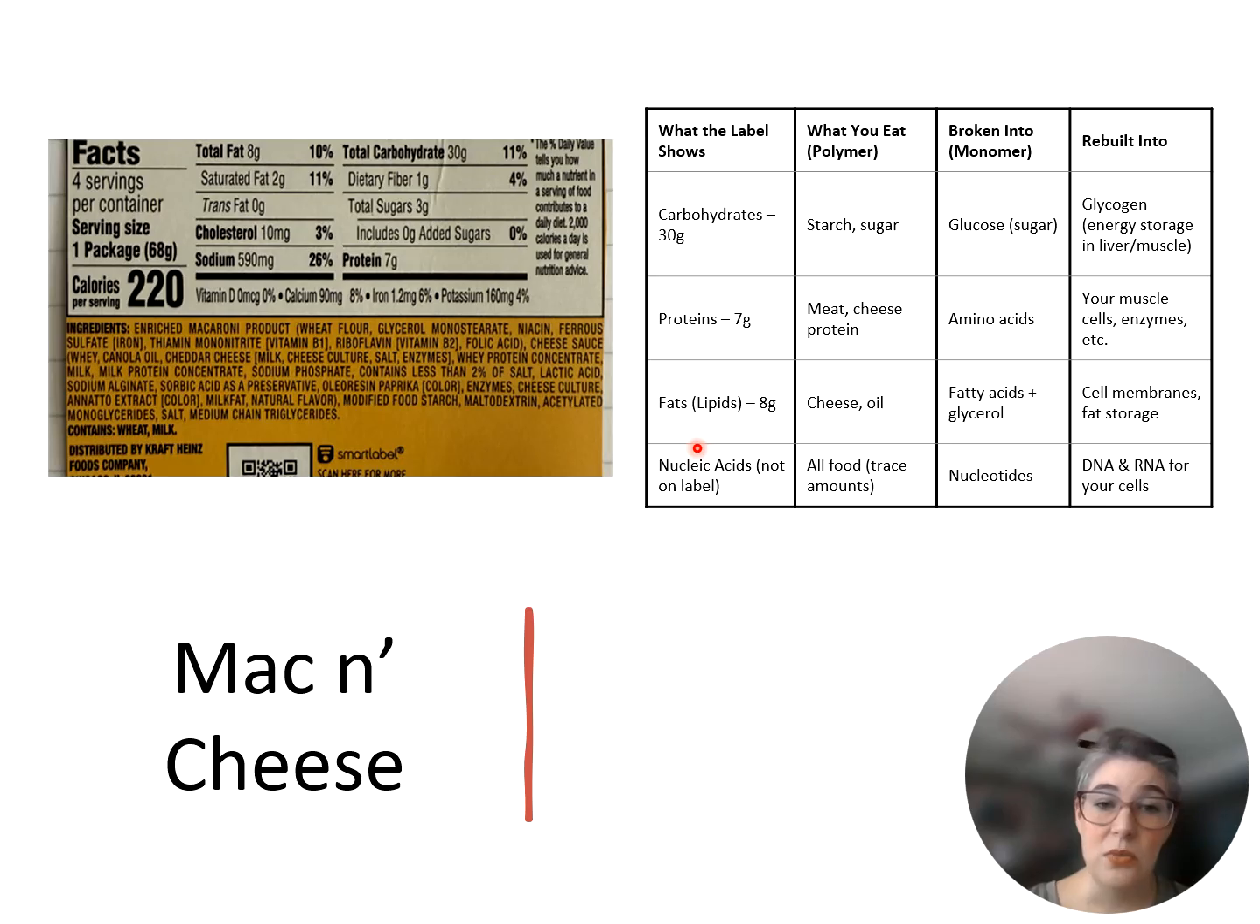You consumed, if you ate this little Velveeta mac and cheese, 8 grams of lipids, and that's mainly from their cheese and oil, the polymers, and they were broken into the monomers, fatty acids and glycerol. And that was rebuilt into cell membranes and fat storage.